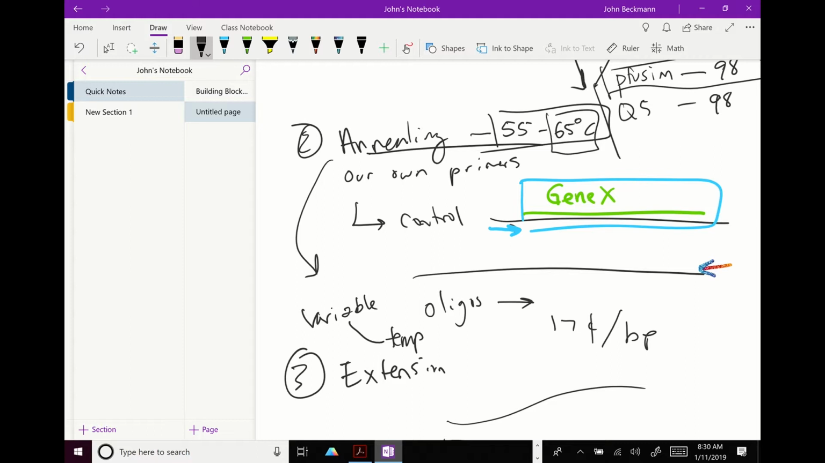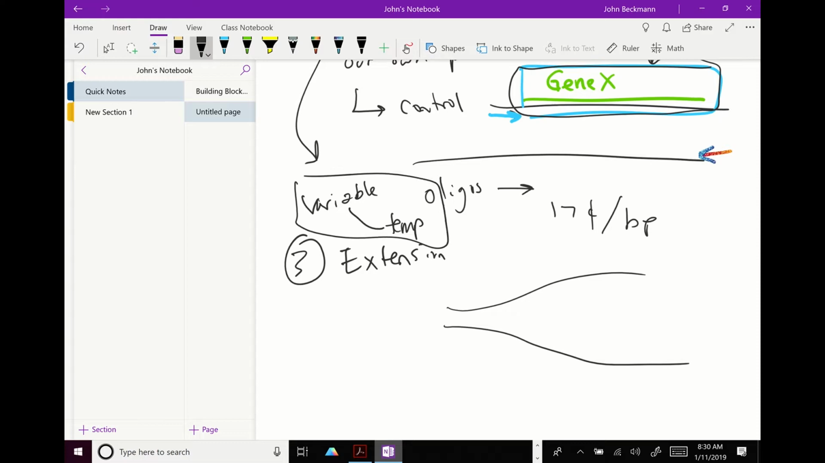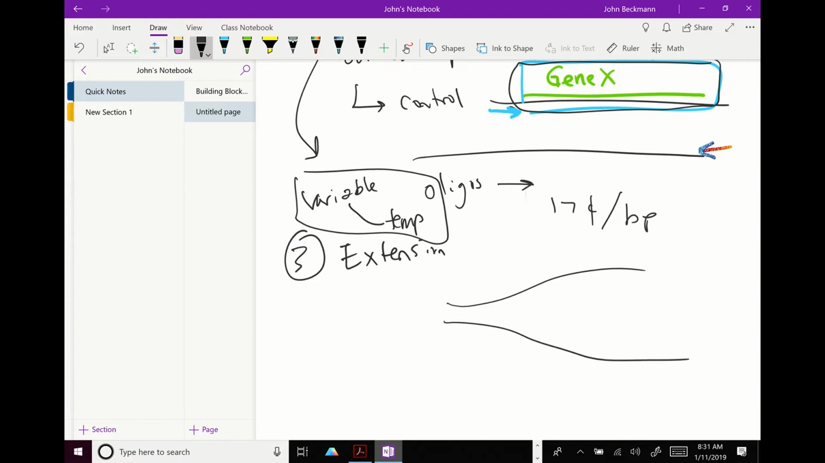And the higher the annealing temperature you choose, the more specific your amplification of gene X will be. When we do these in the test tube, we have to worry about amplifying incorrect products, things that we don't want. So when you design your primers, I design them 56 to 65. The higher you go, the more specific you go. If your primers don't work, you can design new primers and redesign your annealing temperature to see if that fixes the problem. So that's the variable that you control in step two: the annealing temperature of your oligos. The reason you control that is because you design them.